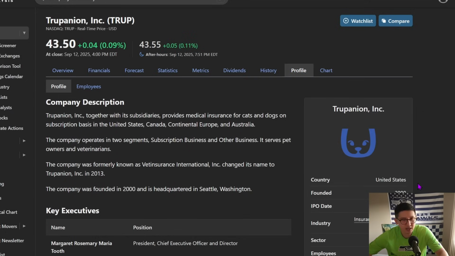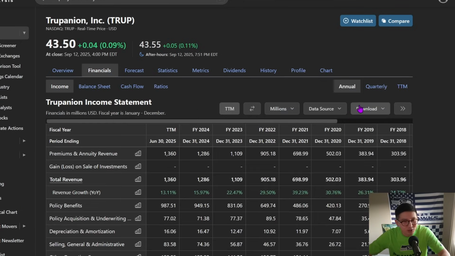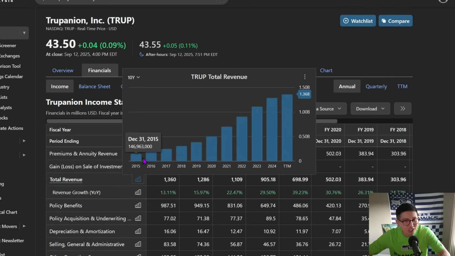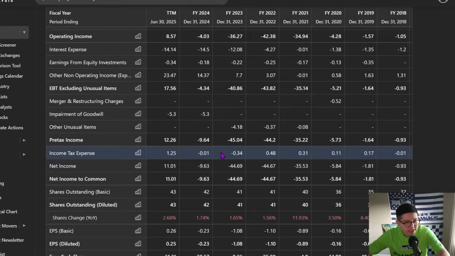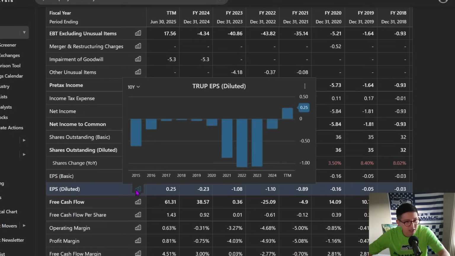And what is this company? They provide medical insurance for cats and dogs. So it's an insurance business for our furry friends. They were founded in the year 2000 and it's headquartered in Seattle. All right, so let's take a look at their financials at a closer level. Oh my goodness gracious. Their total revenue situation is just absolutely bananas. Phenomenal. Take a look at their earnings per share.